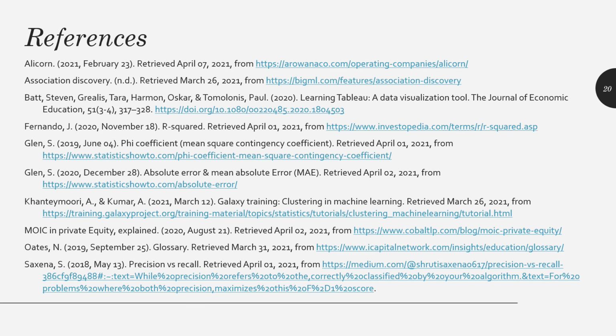This slide contains all of the references that I used when generating this project.